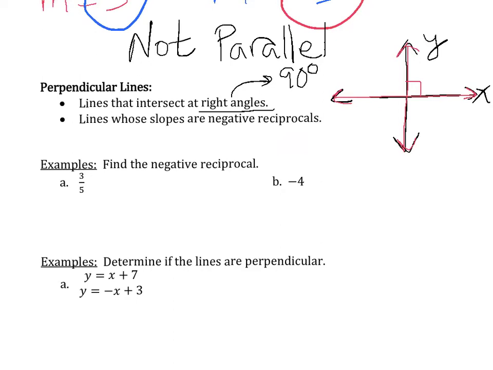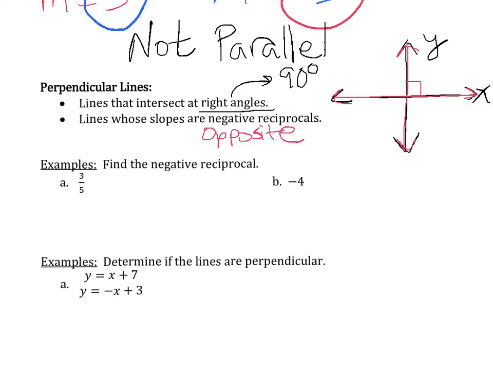For all other lines that are not horizontal and vertical, you need to find the negative reciprocal, and sometimes people say the opposite reciprocal, meaning one has to be positive and the other has to be negative if you're looking at their slopes. Before we actually determine if two lines are perpendicular or not, I want to go through the process of determining or finding the negative reciprocal.